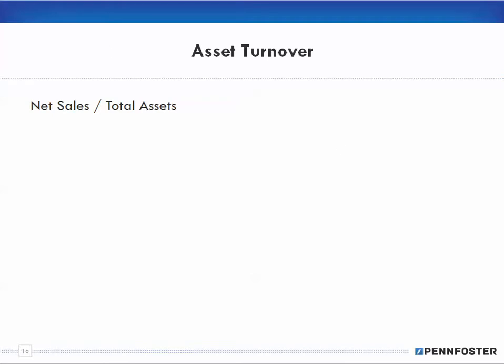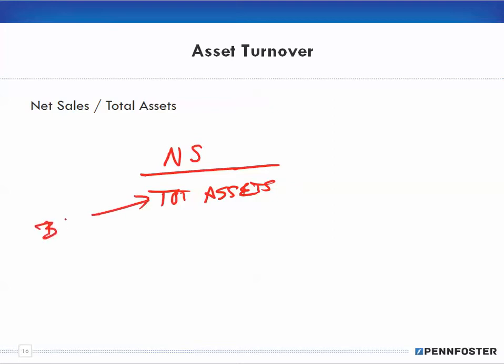Okay, asset turnover: my net sales divided by my total assets. You think about asset turnover. Well, my total assets, you're going to find on the balance sheet, and your net sales, and notice it's net sales, is going to be found on your income statement.